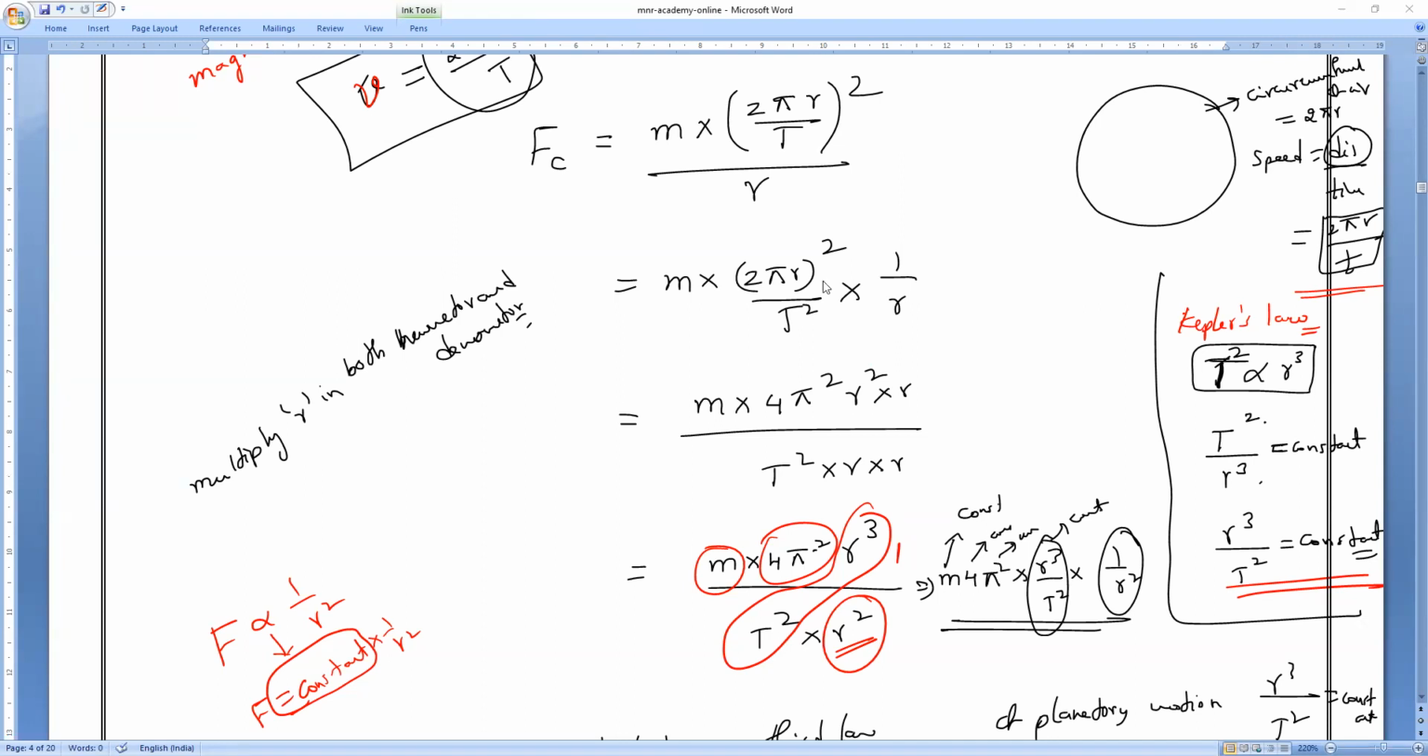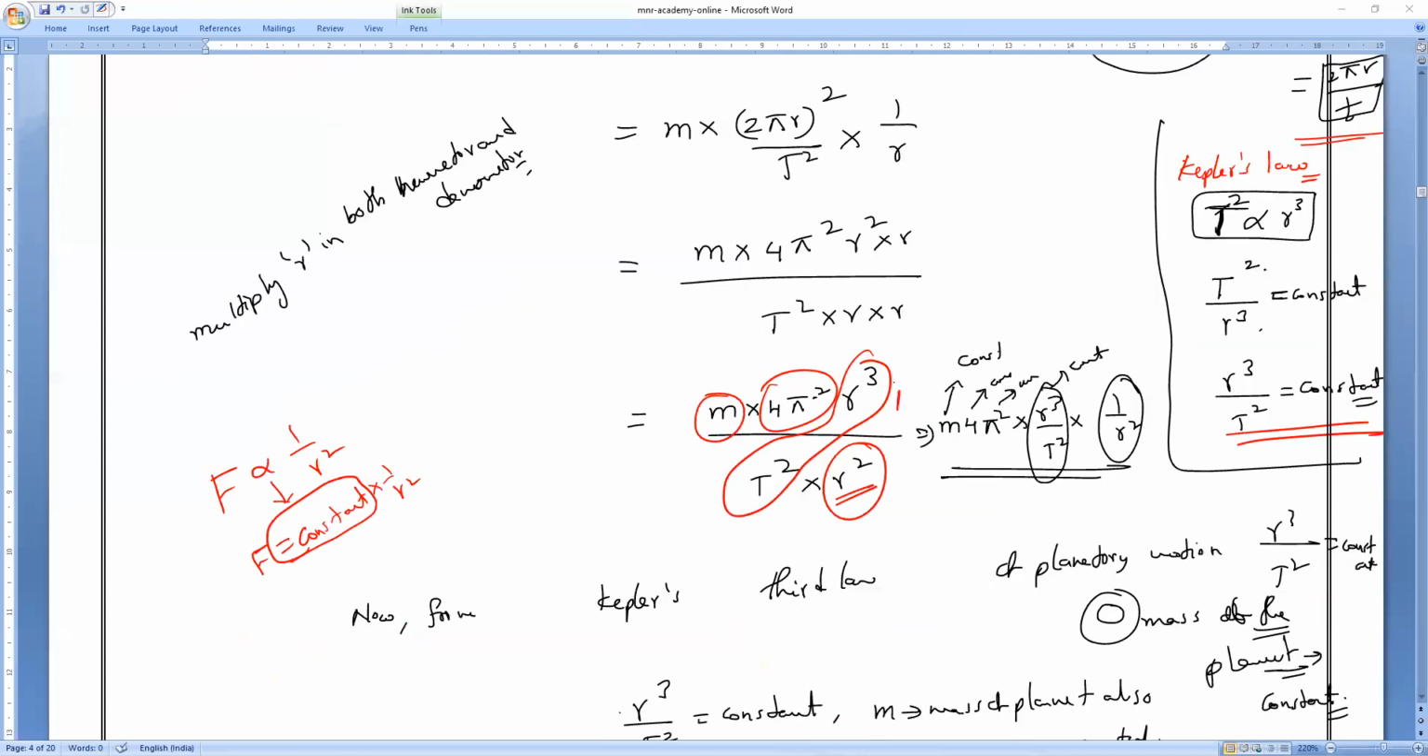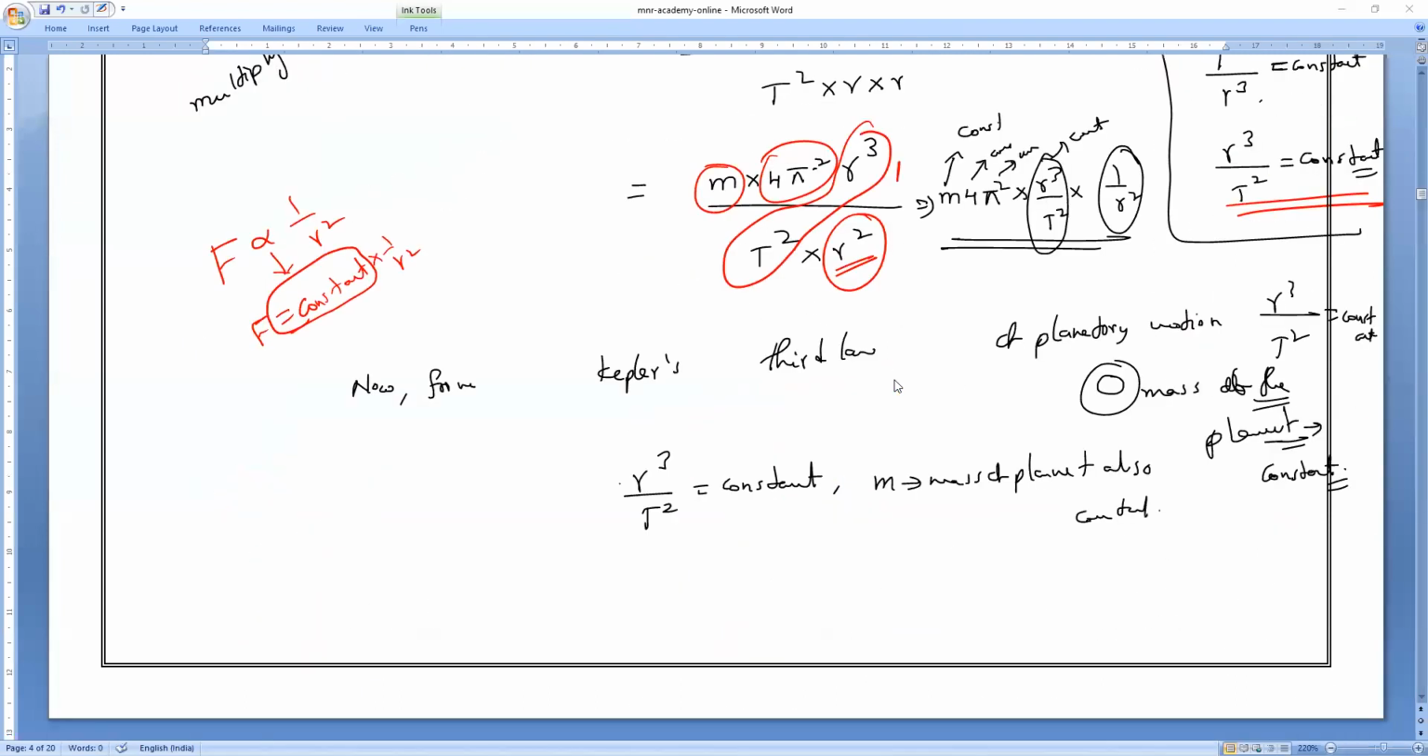You all are clear, everybody? Mr. Sam, Gokul, Lingesh. Yes, sir. So this is how Mr. Newton derived the inverse square law from Kepler's laws. This is the relationship between Kepler's laws and Newton's universal law of gravitation. This is how Newton derived it with the help of Kepler's laws.